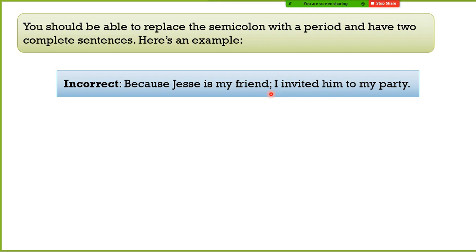The first sentence is a dependent clause. Yeah, that's right. And the second one is an independent clause. Okay, and to connect the dependent with independent, what should we use? We should use, what's it called? Subordinating conjunction. No, wait here. Let's stop here. Because Jesse is my friend.